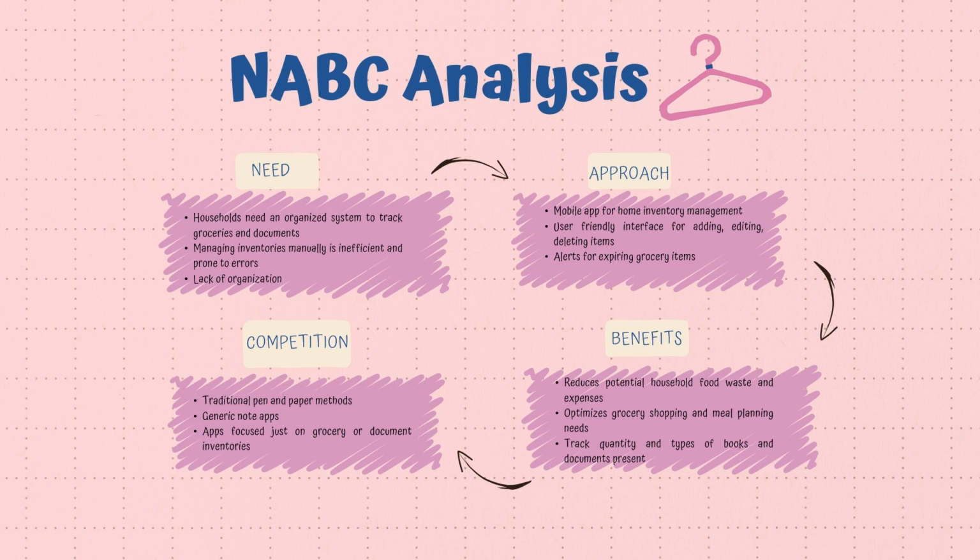For approach, a mobile app for home inventory management, with a user-friendly interface for adding, editing, deleting items, and alerts for expiring grocery items. For competition, the traditional pen and paper method, and generic note apps such as OneNote and Evernote. Apps that focus just on grocery or document inventories, like kitchen part and labeling. For benefit, to reduce potential household food waste and expenses, optimize grocery shopping and meal planning needs, and to track the quantity and types of books and documents present.